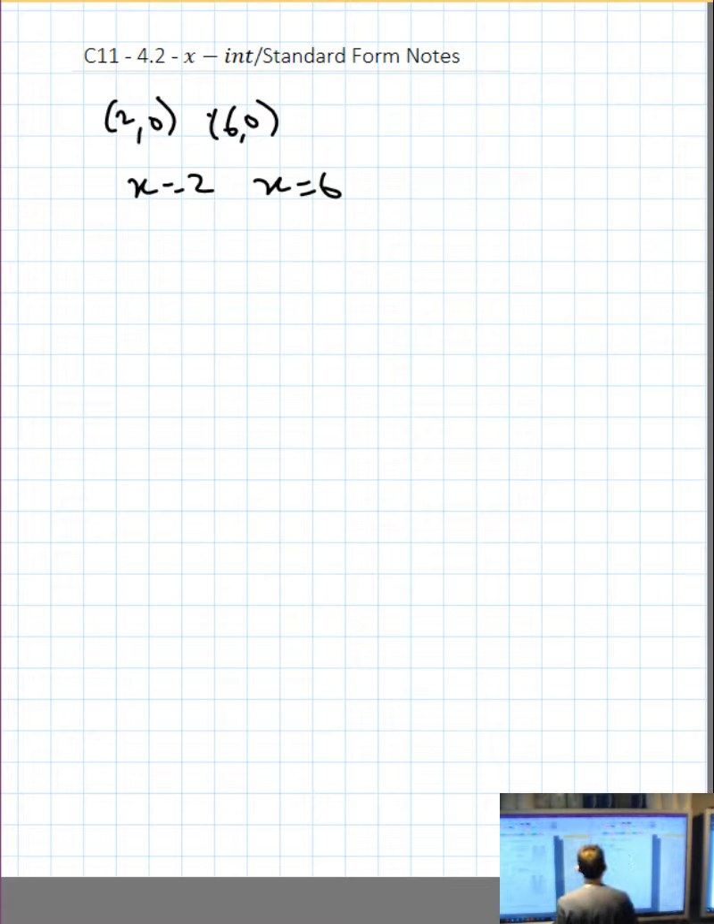Now, I want to get these equations equal to 0. So I'm going to subtract 2 from both sides. x minus 2 equals 0. I'm going to subtract 6 from both sides. x minus 6 equals 0.